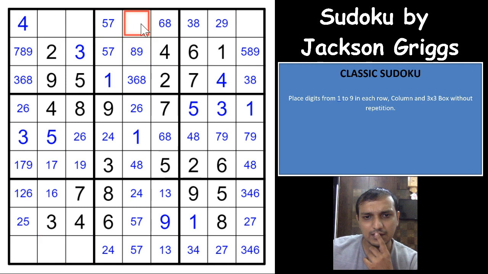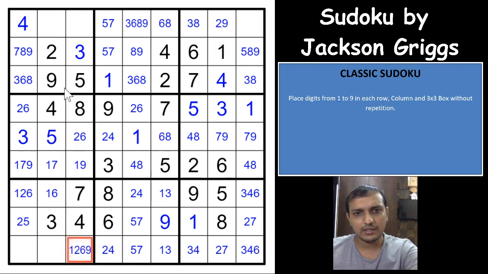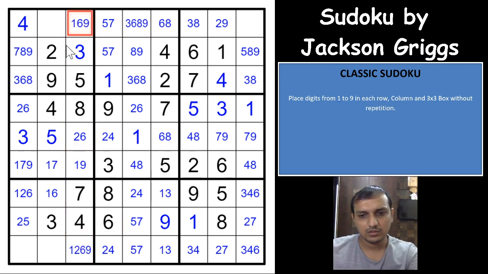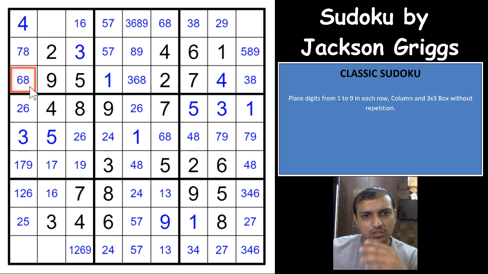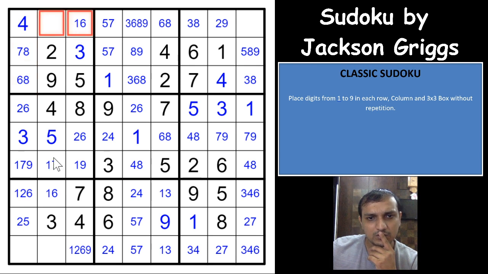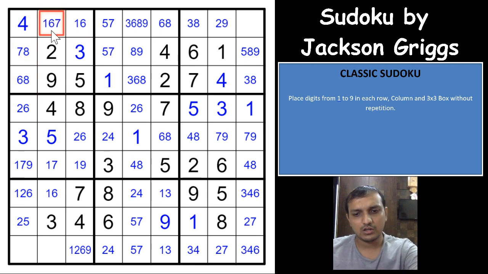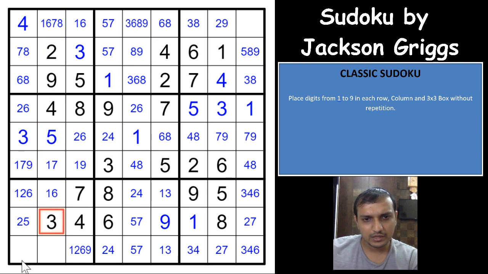So 3 6 8 and 9, this will be everything, right? 3 6 8 and 9. Here 1 9 2 6. So 1 2 6 and 9. Here 1 6 and 9. Not even 9, 1 and 6. You cannot have a 9 here. You cannot have a 3 here. 6 7 8, 1 6 7 8. So you will have all the possibilities here, and same way 1 6 7 8.